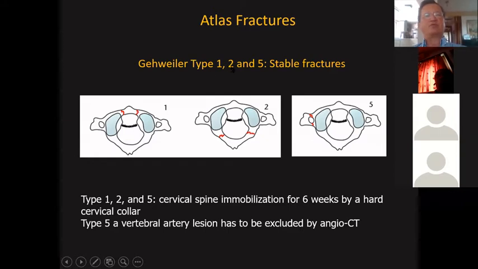Gehweiler type 1 and 2 and type 5 are stable fractures. Type 5 is actually important because it is crossing the vertebral artery foramen, so injury to the artery may happen. That injury to the artery must be excluded by angio-CT.